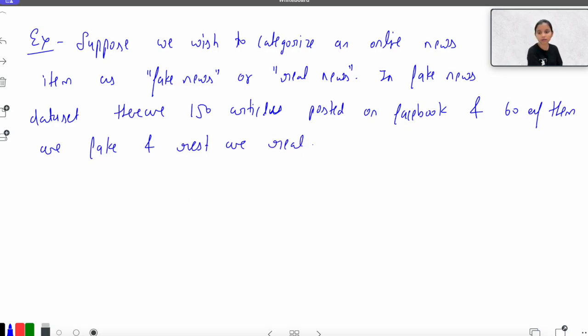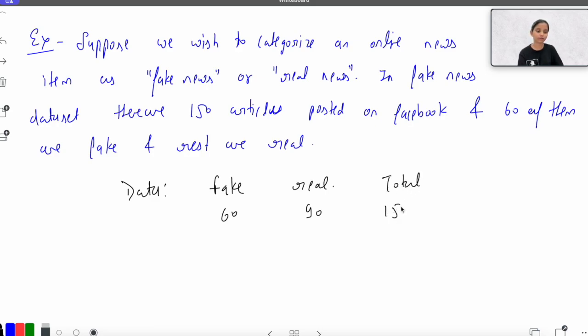Okay, so what are we having? We are having the data of fake and real. In this data set, we are having 60 articles that are fake and 90 articles that are real, so we have a total of 150 articles. From these, this many are fake and this many are real.